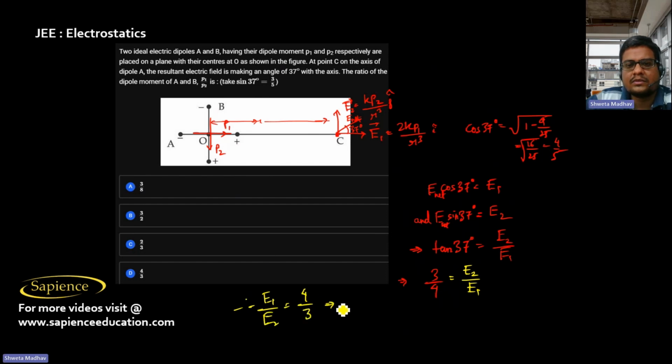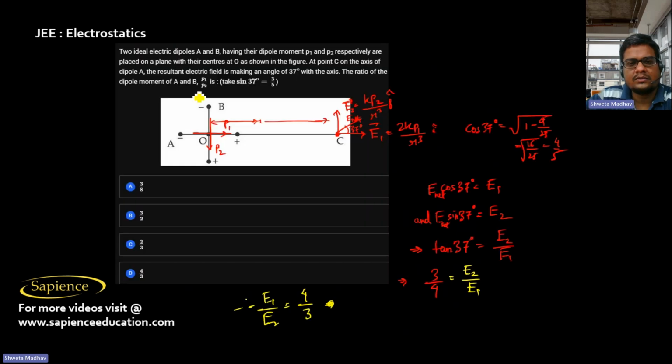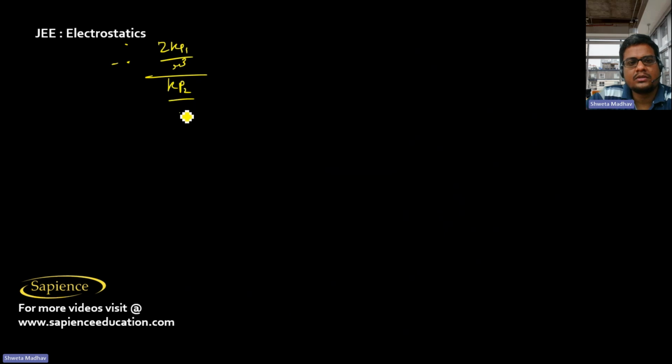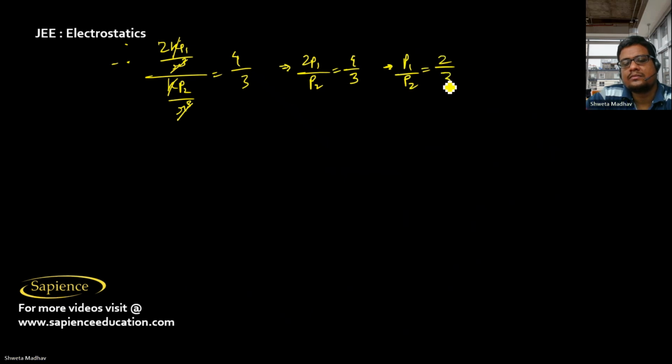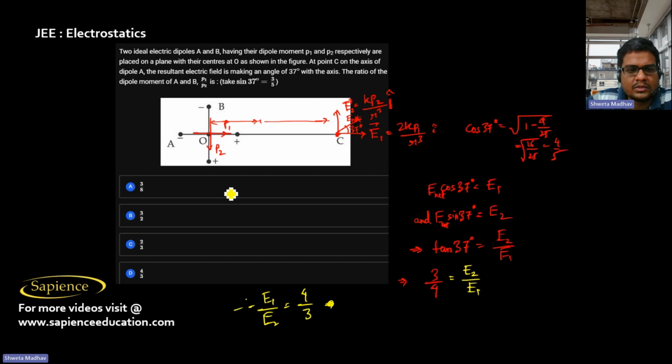Now E1 is equal to 2kP1 by R cube. So we can say E1, that is 2kP1 by R cube, divided by E2, that is kP2 by R cube, is equal to 4 by 3. Therefore this k by R cube part will cancel out. So 2P1 by P2 is equal to 4 by 3. So it means P1 by P2 is equal to 2 by 3. P1 by P2 is 2 by 3. So option C is the correct answer.